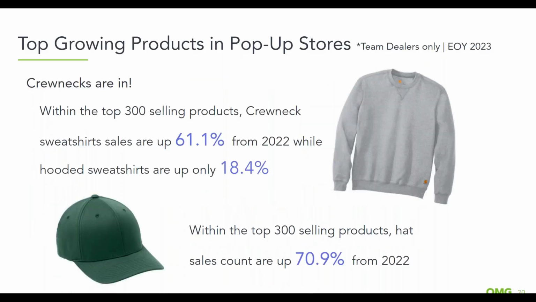Cool. So next here, we have the top 5 growing products in pop-up stores. This is what we are seeing having the largest uptick across all of our stores from Team Dealers. So first and foremost, crew necks are in. That is the trend right now. They are within our top 300 selling products, and crew neck sweatshirts are going to be up 61% from 2022, while the hooded sweatshirts are going to be up only 18%. So it's just an interesting statistic that we are seeing.